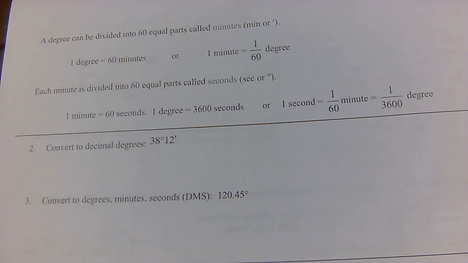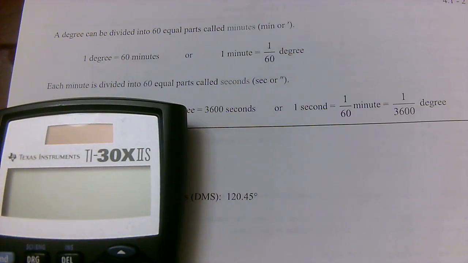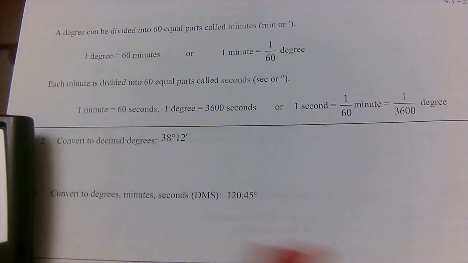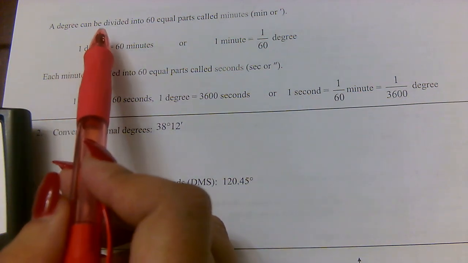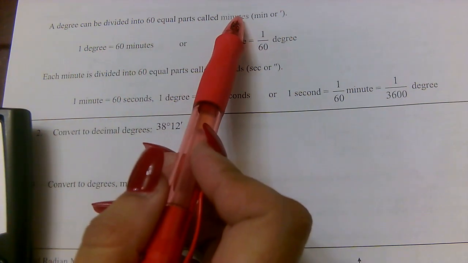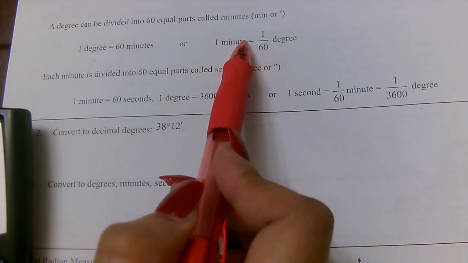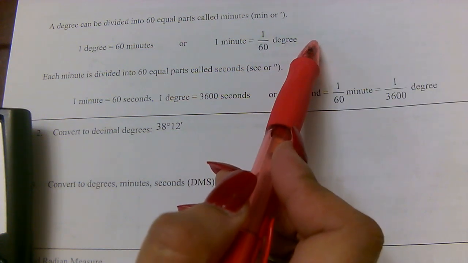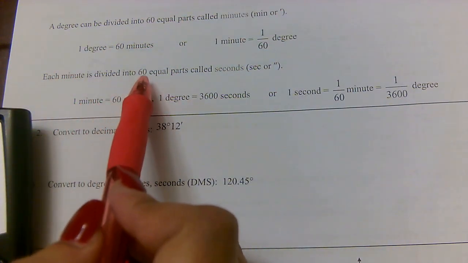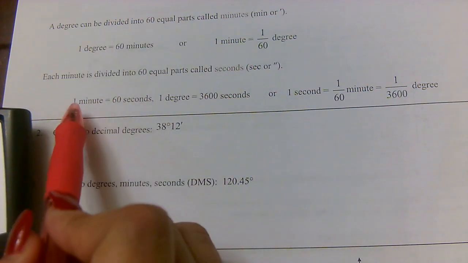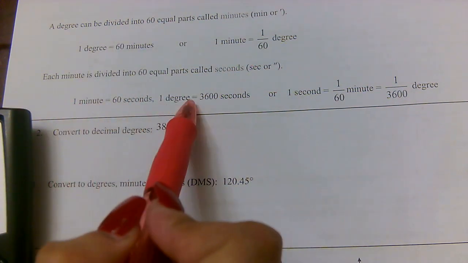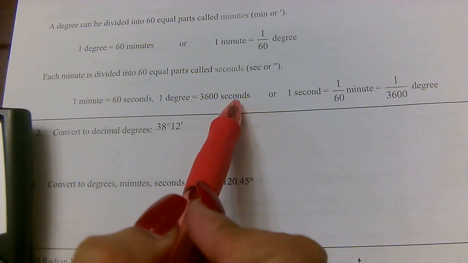So this part I'm going to do slightly different. I'm actually going to do it both ways because I remember some of you are not going to be having this calculator. But this is why I like this calculator, because it does a lot of the math for you as long as you know how to use it. Okay, so let's go ahead and start here. A degree can be divided into 60 equal parts called minutes. 1 degree is 60 minutes, and 1 minute is 1/60th of a degree. Okay. Each minute is divided into 60 parts called a second. So 1 minute, 60 seconds. 1 degree, 3,600 seconds. Okay?